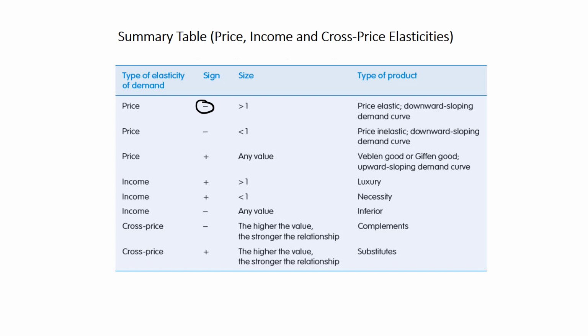Let's look at this one here, income. With income, we know if our income increases and we consume more of the product, that's a positive relationship. It's greater than 1. So that's our elasticity, and of course, that is a luxury item. So look at these, try and summarize them, and it will help.